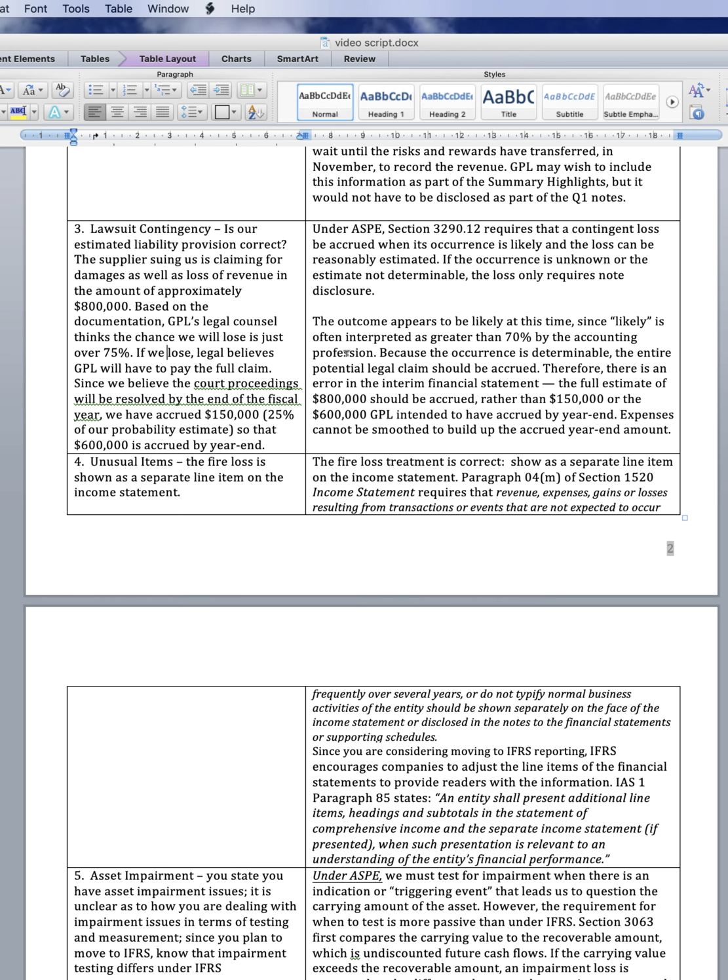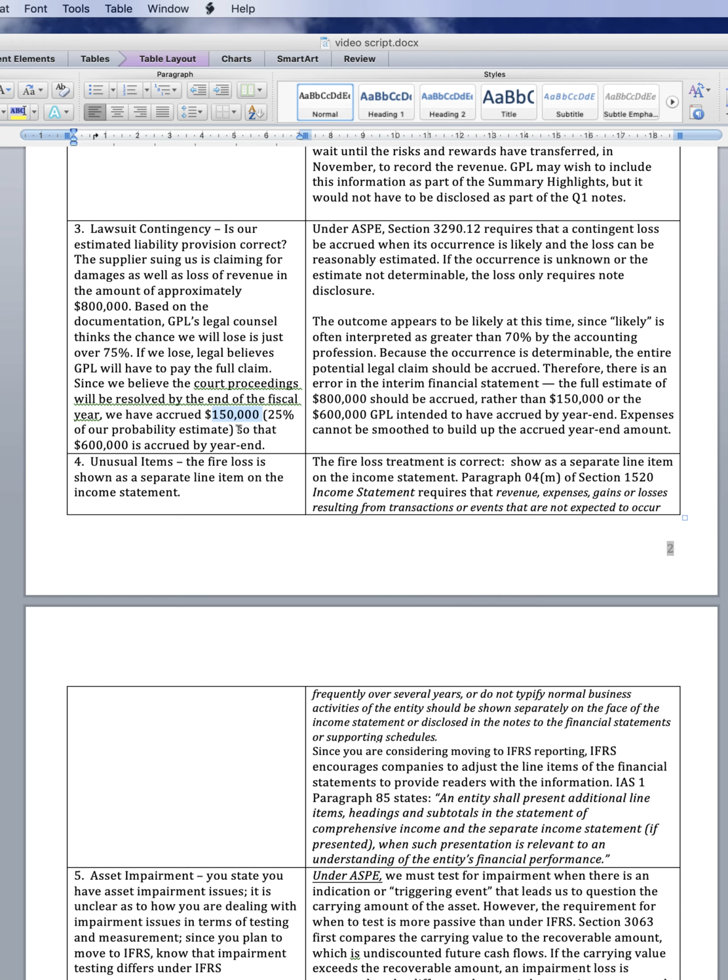They've decided to accrue a quarter of it, or 25%, now, which is $150,000, because they're looking at 75% of the full 800,000, which is 600,000. So they're going to accrue a quarter of that now for the end of September, and then again every quarter, the remaining 3 quarters, another 150,000, so that a full 600,000 would be accrued by the year end.